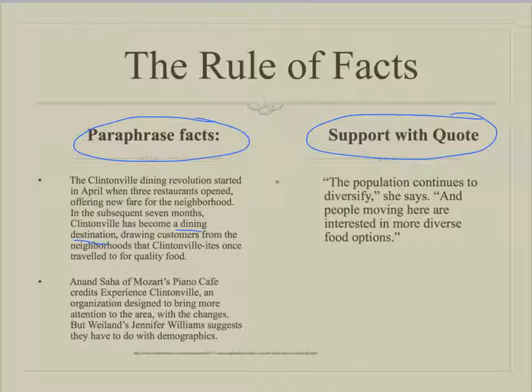And then we have this line down here, this fact: but Weiland's Jennifer Williams suggests they have more to do with demographics, these changes that are taking place. And then over here we get the quote to support the fact. So we get these quote marks to indicate this is verbatim: "The population continues to diversify," she says, "and people moving here are interested in more diverse food options." So these facts that were introduced here are then supported over here on the right-hand side.